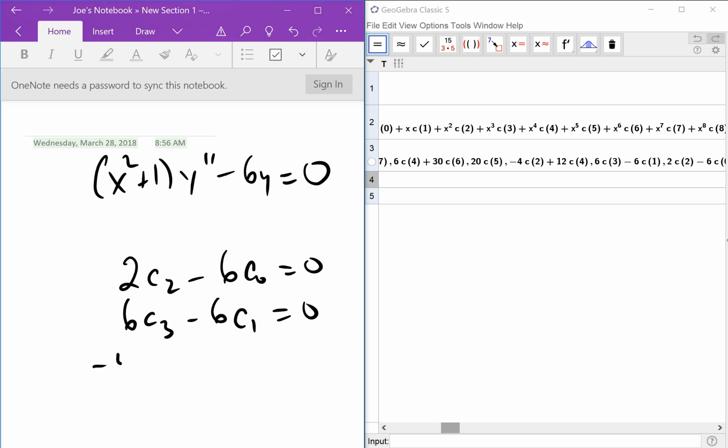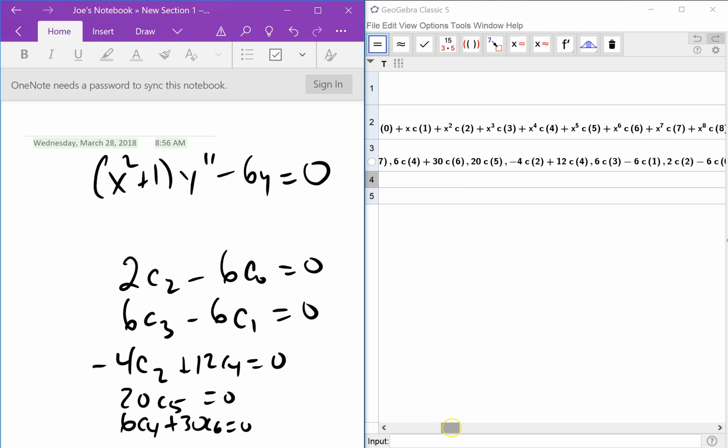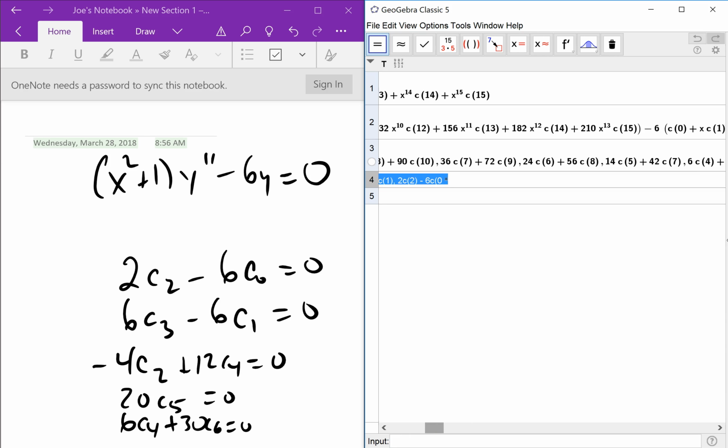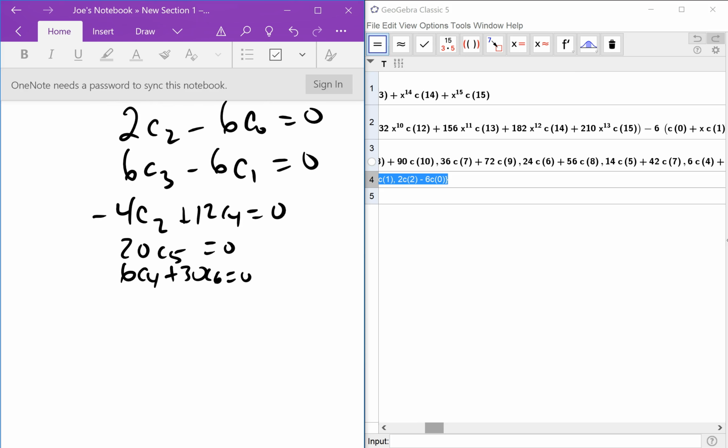We've got negative 4c2 plus 12c4 is equal to 0. We've got 20c5 is equal to 0. We have 6c4 plus 30c6 equals 0. Let's get a few more of these. We have, let's go back over here, 14c5 plus 42c7 equals 0. 24c6 plus 56c8 equals 0. Let's do that for right now.